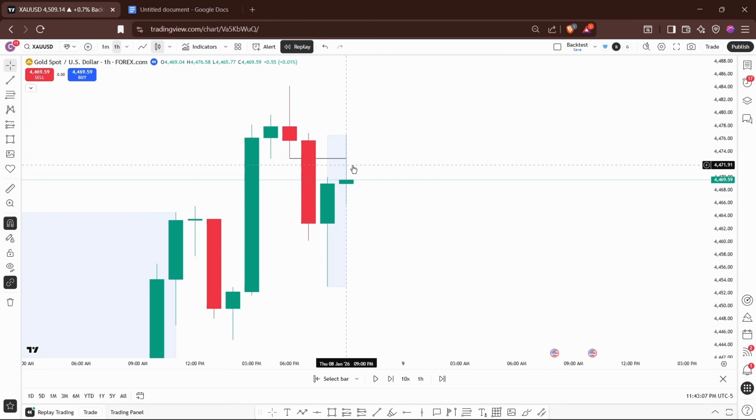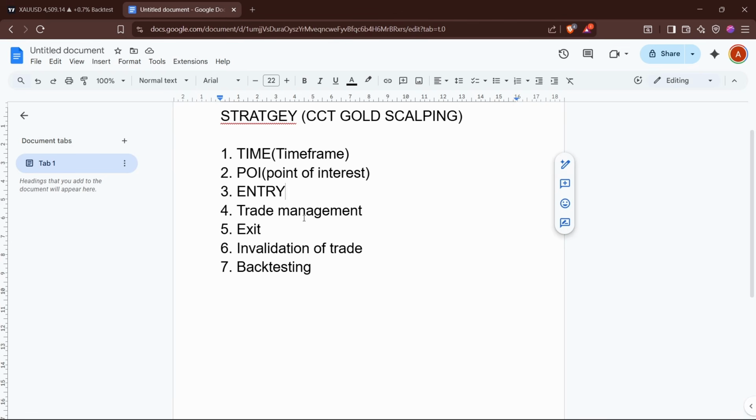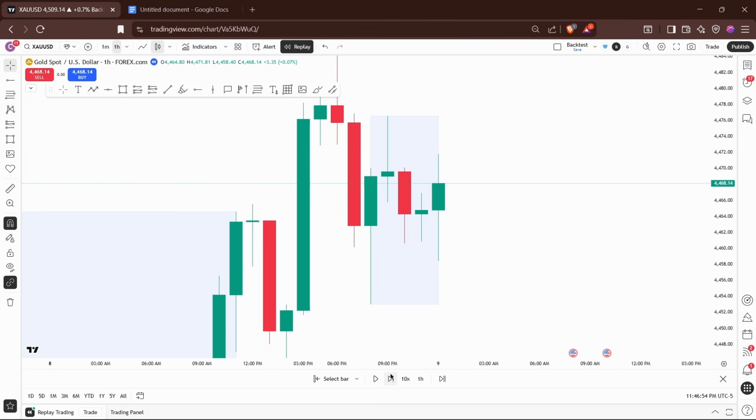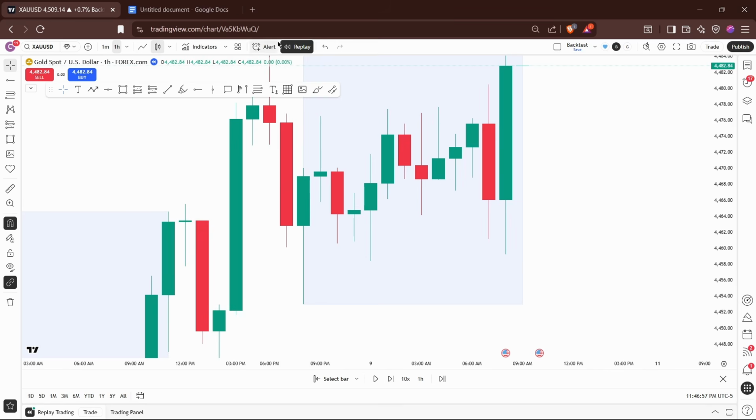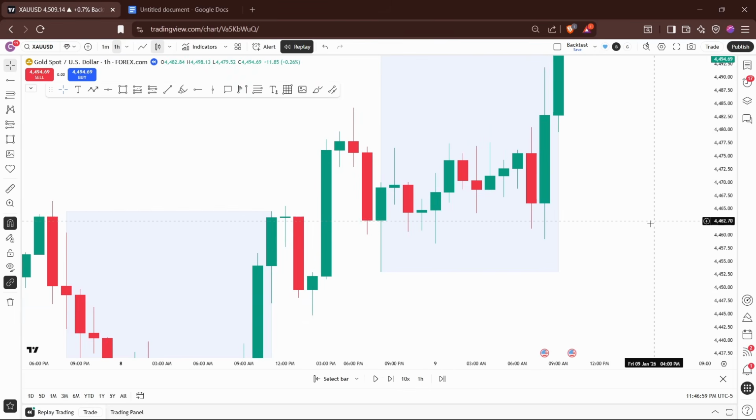I suggest you first look only at the latest POI and then the latest candle. And if it did not form any POI, just move on and wait for the next candle. After you get lots of experience and you know the behavior of gold, you can also look at this kind of setup. After that, we will talk about trade management, exit, and also the invalidation of the trade. And let's do the backtesting of this Friday.